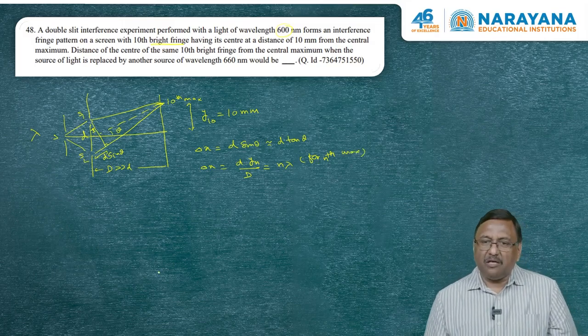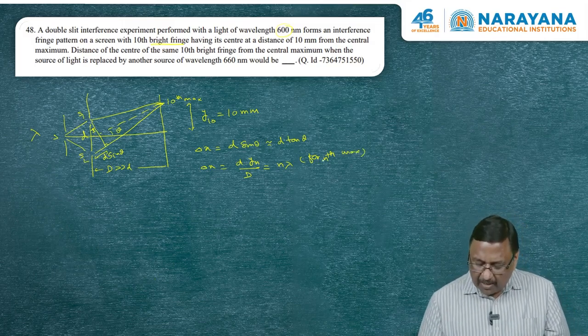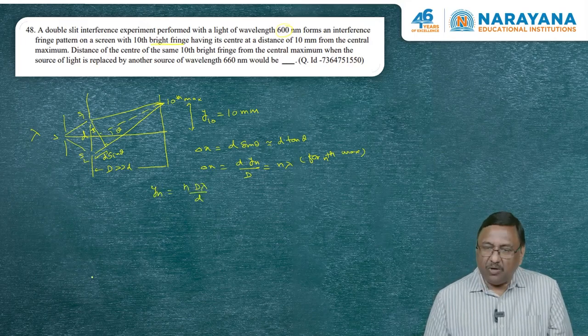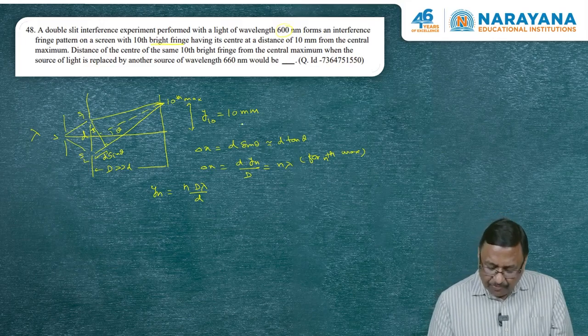The question is asking for the 10th maxima, so not an issue. We can make n as 10 here. I can write yn is n times capital D lambda upon small d. Here you understand this thing now.